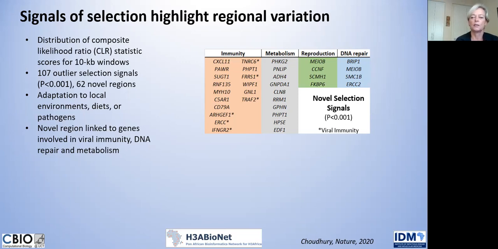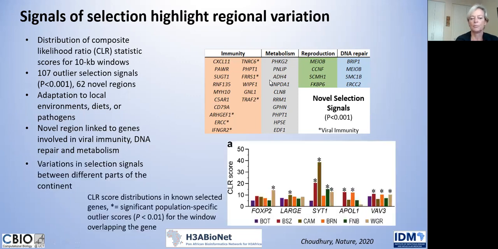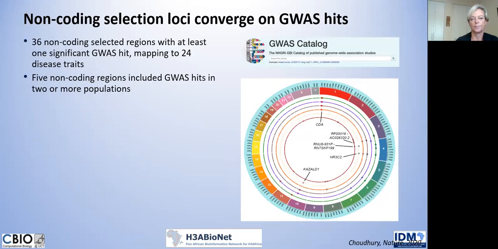And when they looked closely at these regions, they found that there were probably adaptations to local environments, diets, or pathogens. So they were linked to genes involved in viral immunity, DNA repair, and metabolism. So this just shows you some of those genes. There was also a variation in the selection signals between different populations that were under study. So here you can see a bar chart of just a few of those genes that were studied in detail. And you can see that there's different significance levels for the different populations. So this is definitely a distinct variation across the continent in these selection signals.